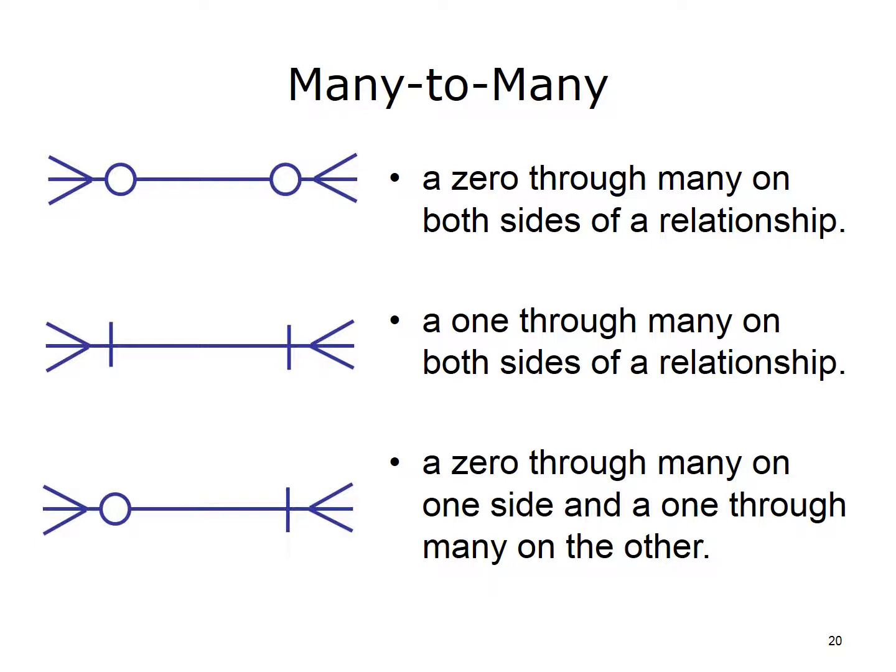Similarly, because the X to X way of referring to relationships does not account for the modality, there are 3 different ways that many-to-many relationships can occur based on different combinations of modality. The 3 varieties of many-to-many relationships are shown on the slide. A 0 through many on both sides of a relationship, a 1 through many on both sides of a relationship, and a 0 through many on one side and a 1 through many on the other.